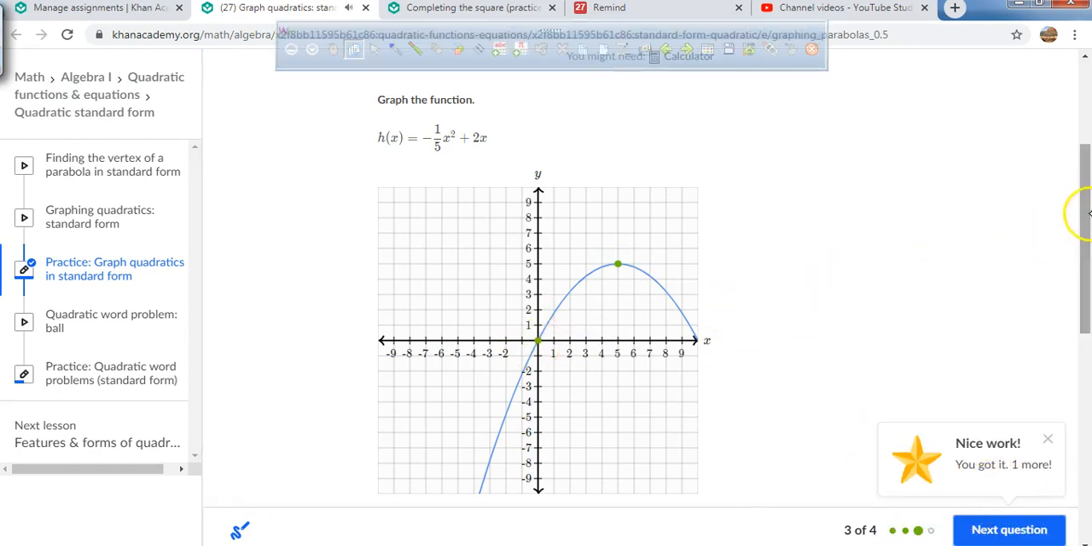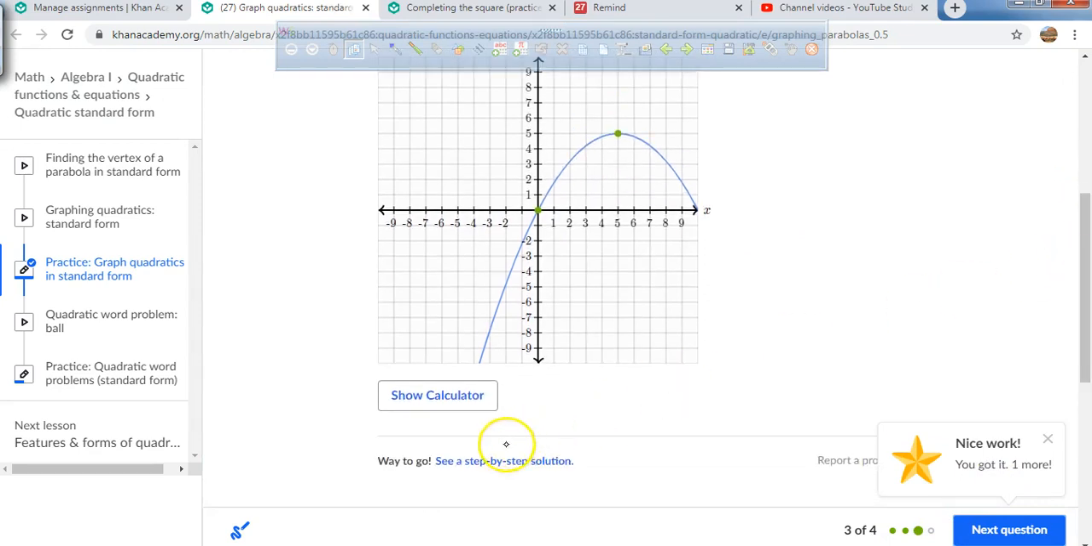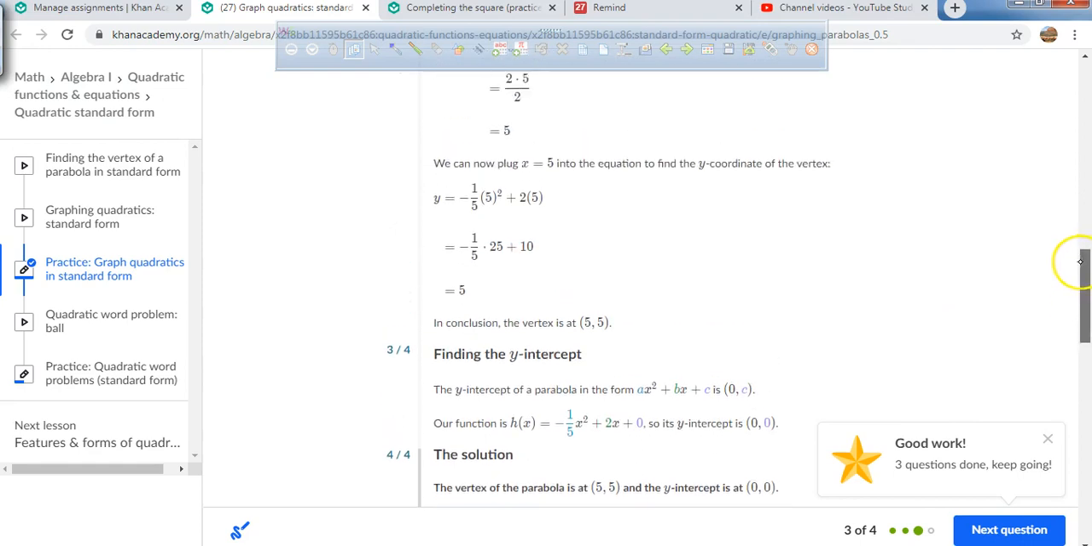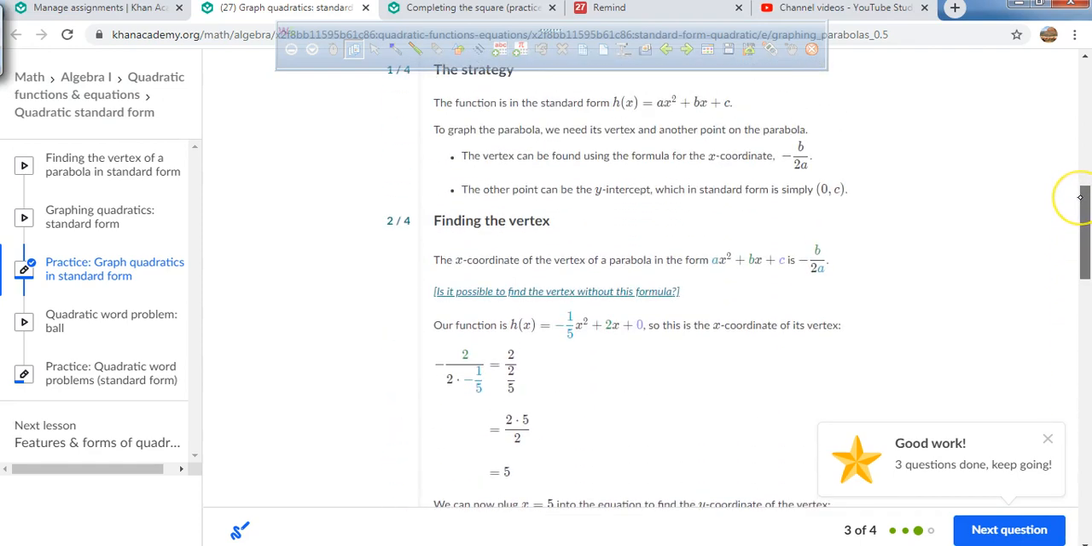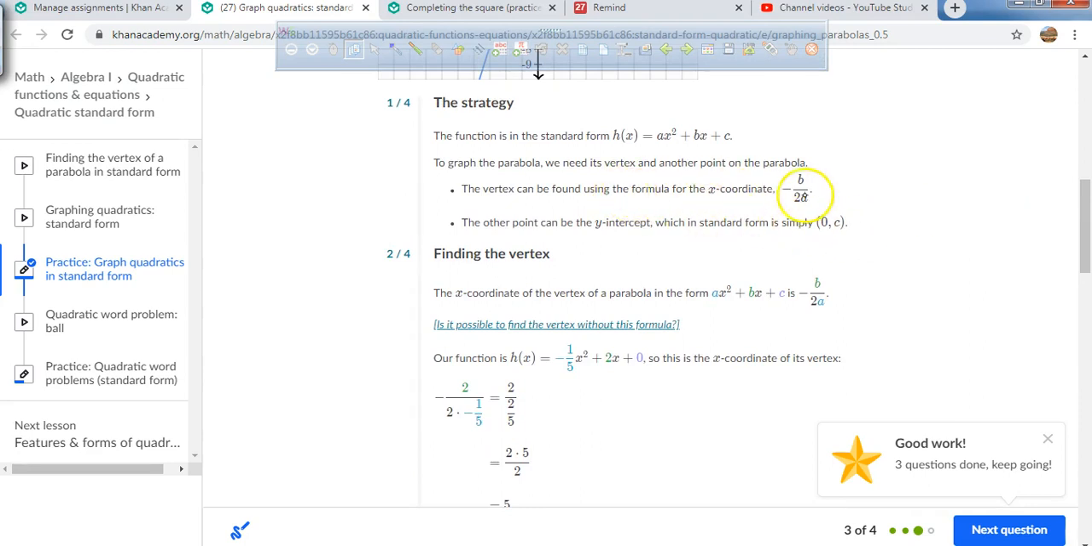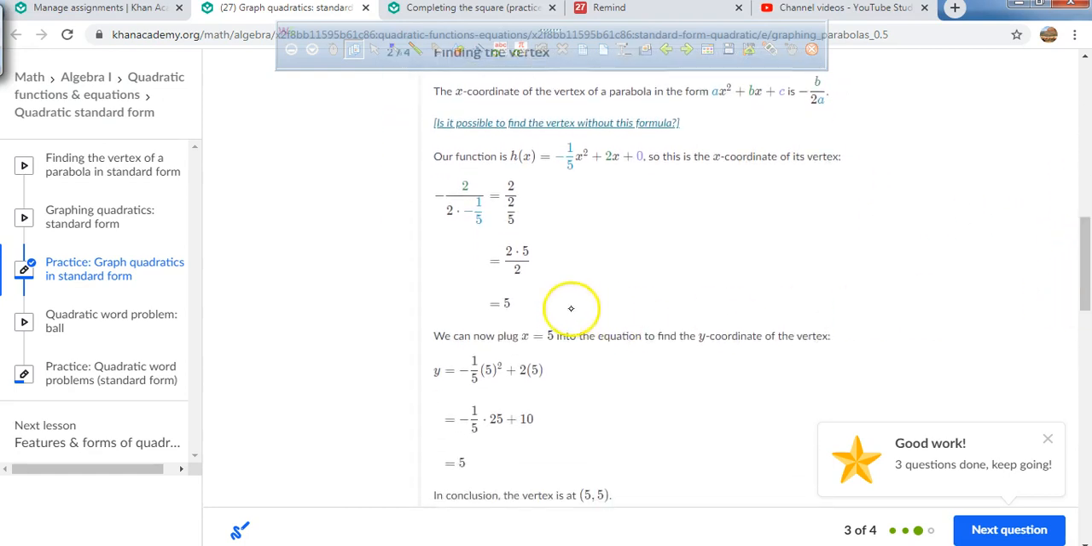All right. So if you mess up on one, you can always see the step-by-step solution. And you can kind of see what they do. It says the vertex can always be found by using x equals negative b over 2a, because that helps you find the axis of symmetry, and then you just plug that number in, just like we did. We plug that number in, and that's how we get the conclusion of 5, 5. So they do it the exact same way as I'm doing it.